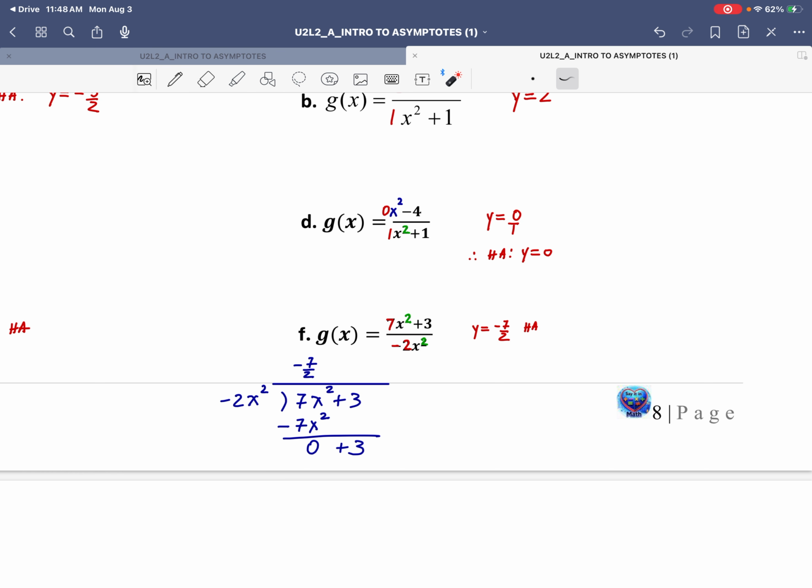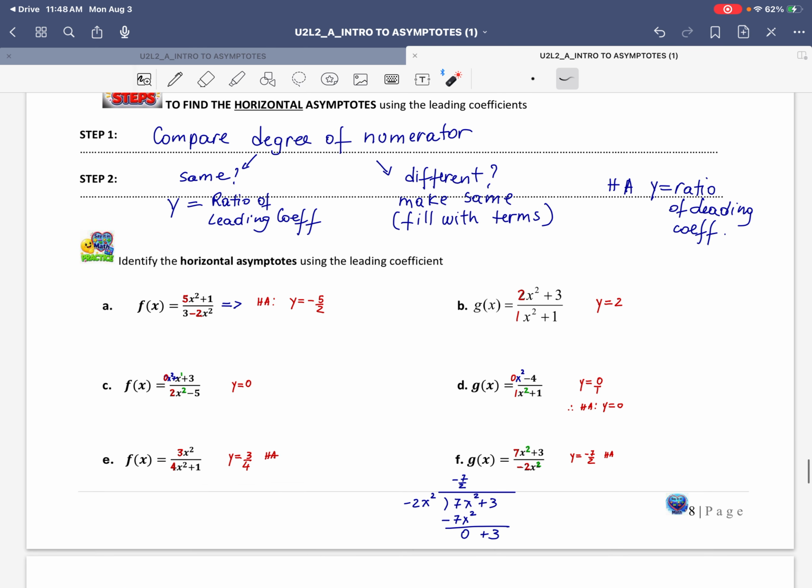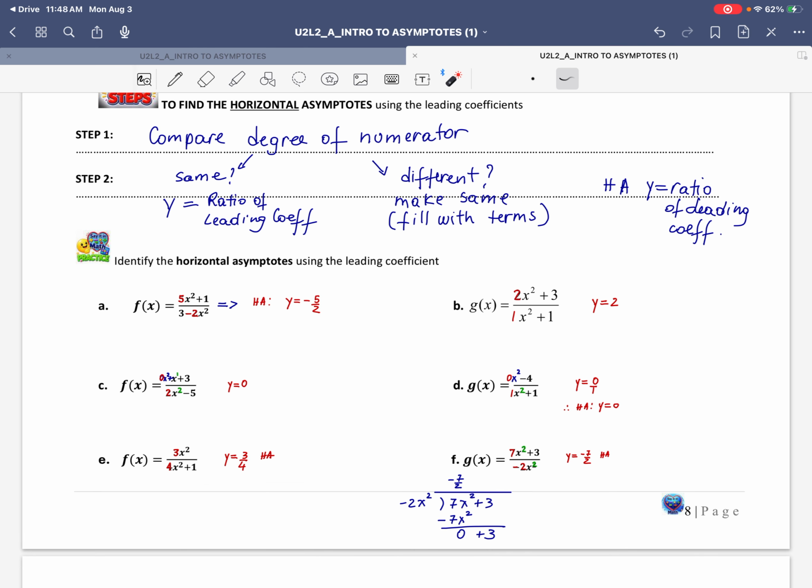That's just another way of looking at horizontal asymptotes, which will be very helpful, especially when we look into the next type of asymptotes, the oblique asymptotes. That is going to be in the coming lessons. But until then, thank you for learning with me, and bye for now.